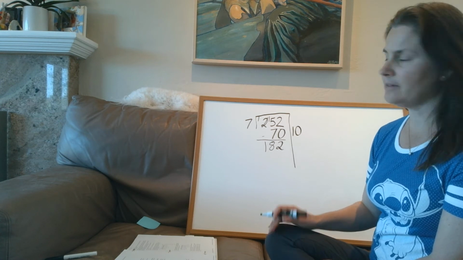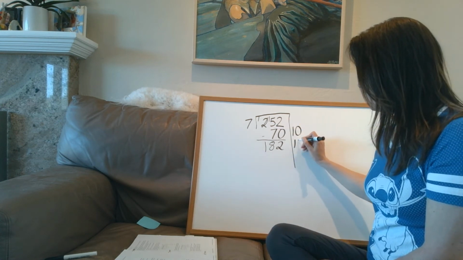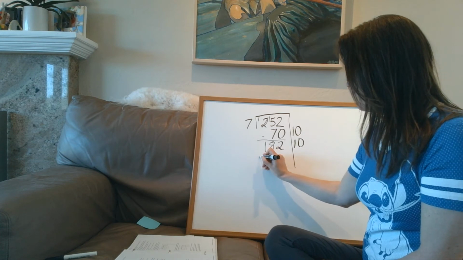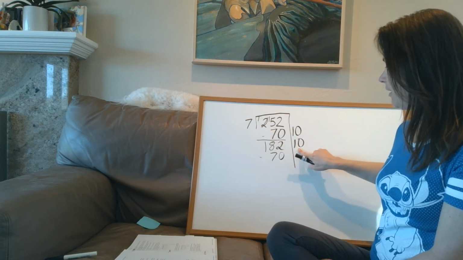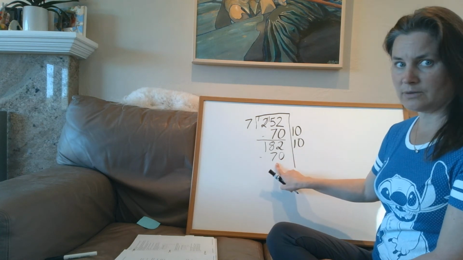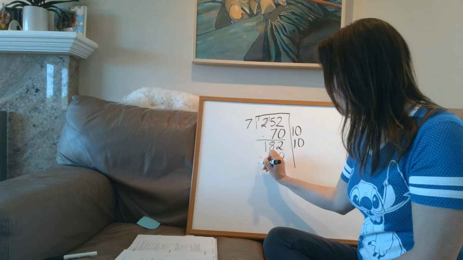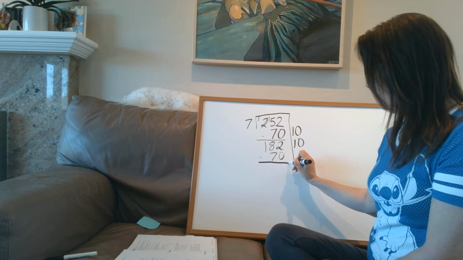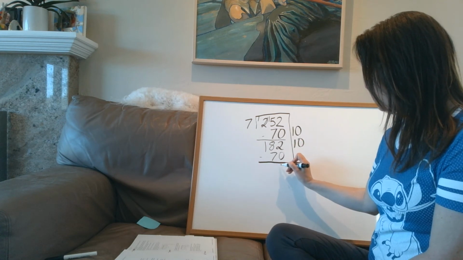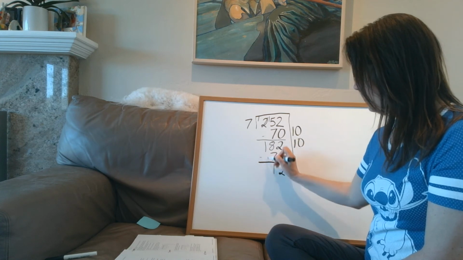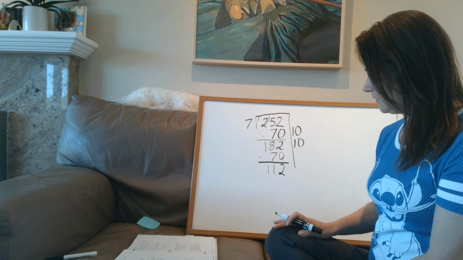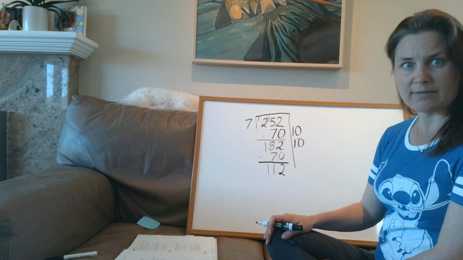Let's do another 10. 7 times 10 again. We're going to take away another 70. So you put what you're multiplying by over here, and your answer goes inside of here, and you subtract it away. So we're going to say 2 minus 0 is 2. 8 minus 7 is 1. Bring down that 1. 112. Ooh, still have a ways to go.